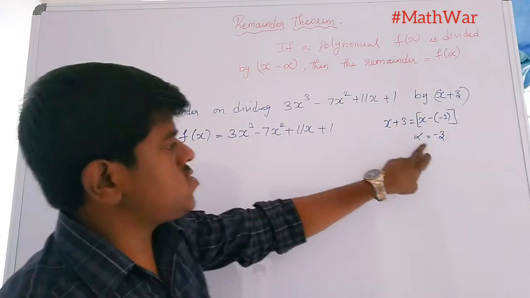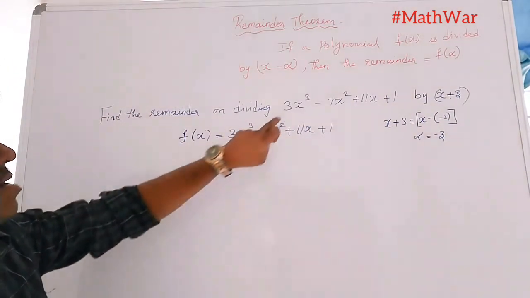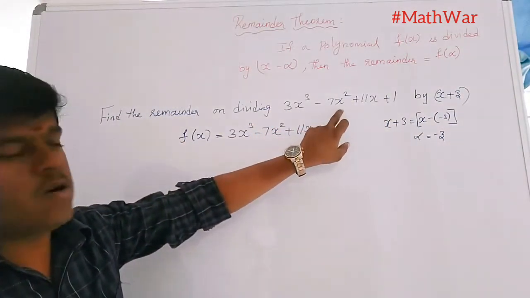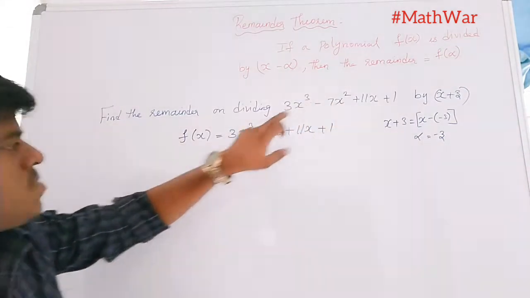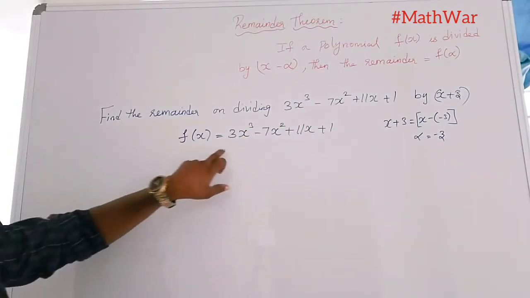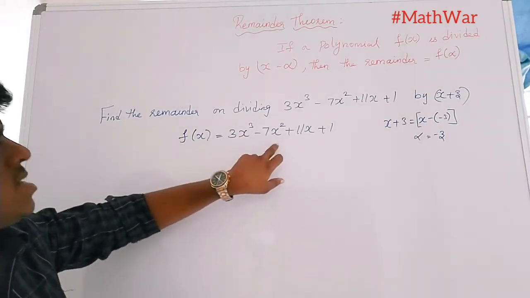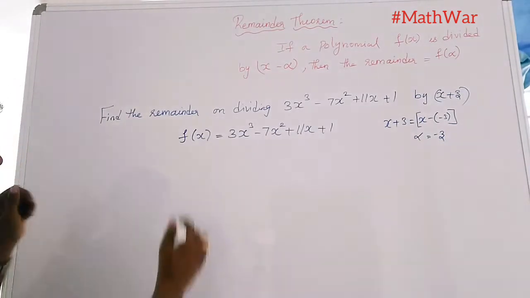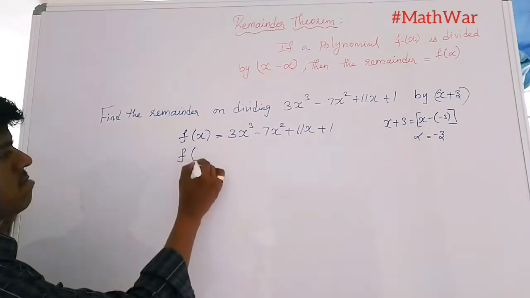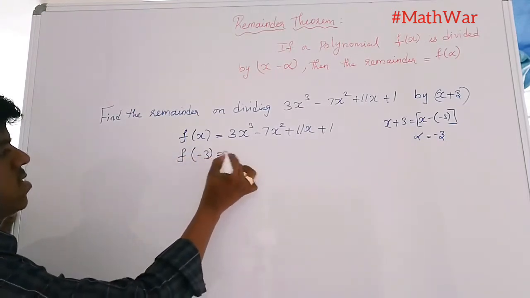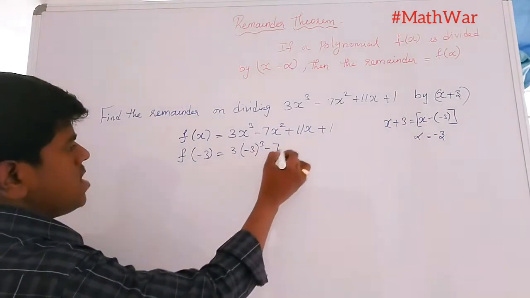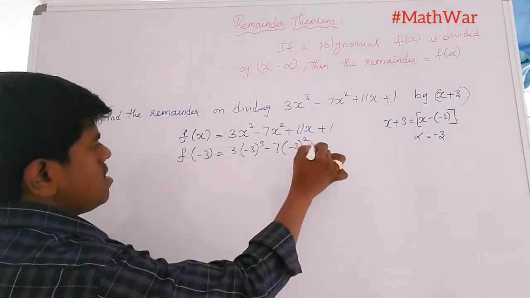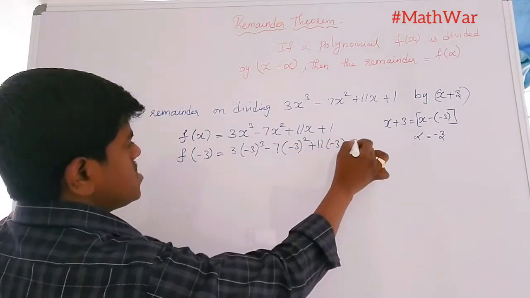That alpha we should substitute in the f of x. Since this polynomial is given and we are going to divide it, it is the dividend, so this should be considered as f of x. So f of x is equal to 3x cubed minus 7x squared plus 11x plus 1, and alpha is minus 3. So f of minus 3 is equal to 3 into minus 3 whole cubed minus 7 into minus 3 whole squared plus 11 into minus 3 plus 1.